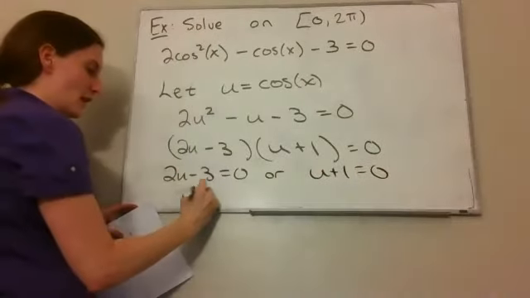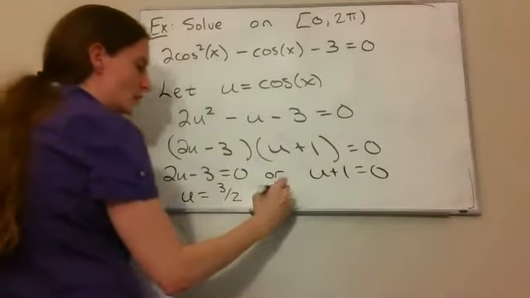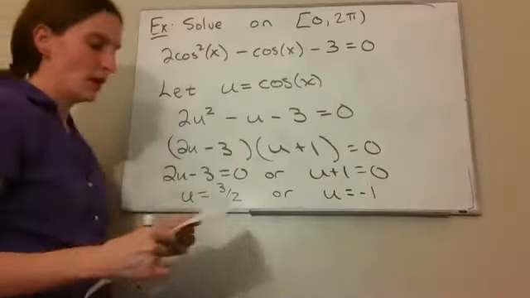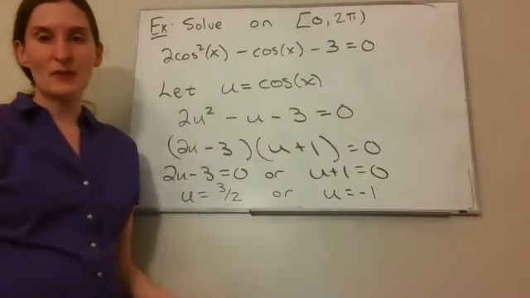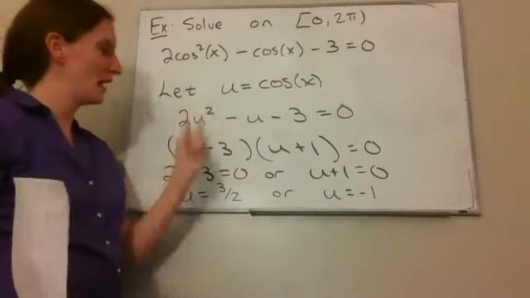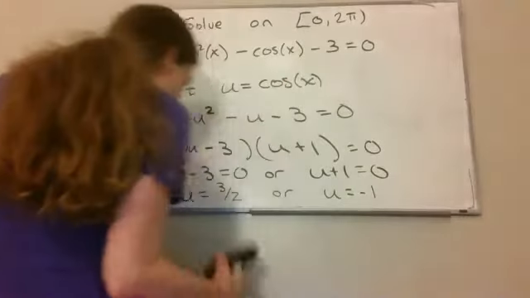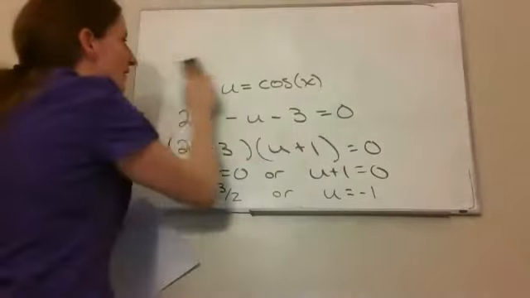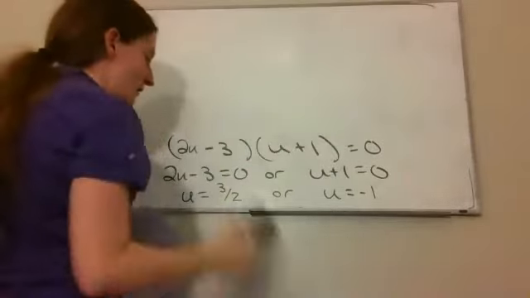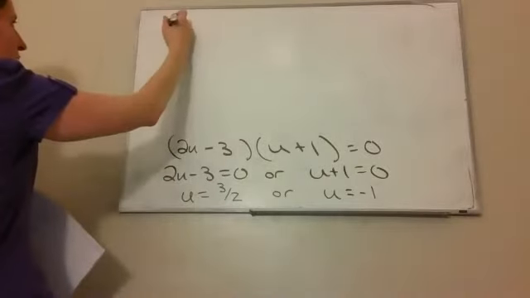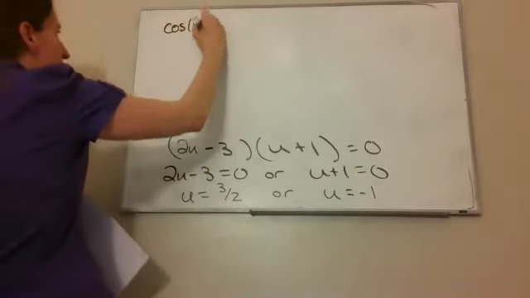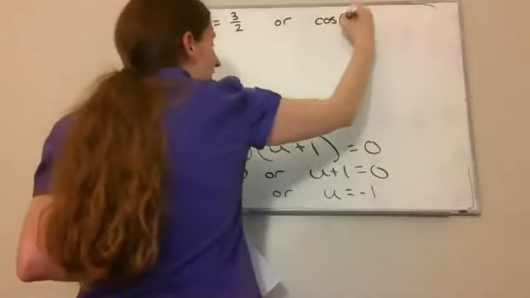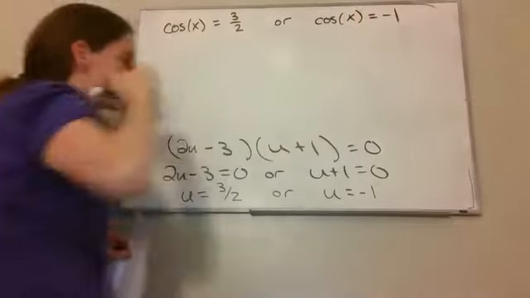This first guy gets me u is equal to positive 3 over 2. And the second one gets me u is equal to negative 1. But we are not finished yet. At this point, now we need to plug our cosine x back in because the actual answer to the equation is going to be an x value. So let me take what I got so far. I had u equals 3 halves. So that's cosine x equals 3 halves, or cosine x equals negative 1.